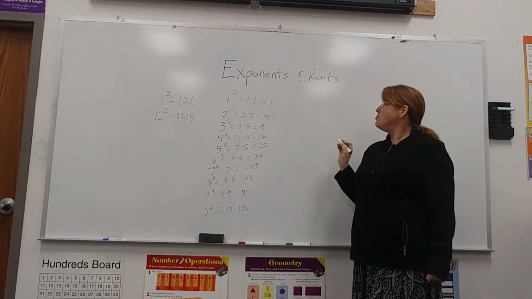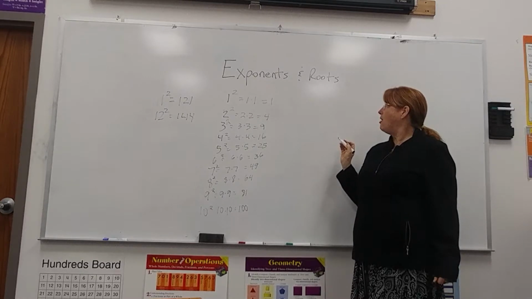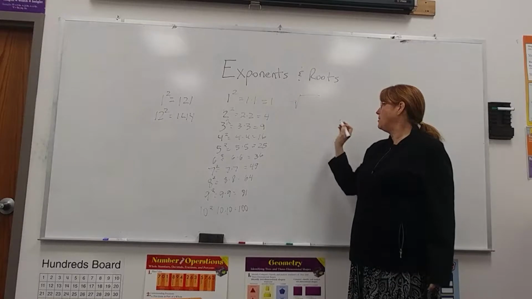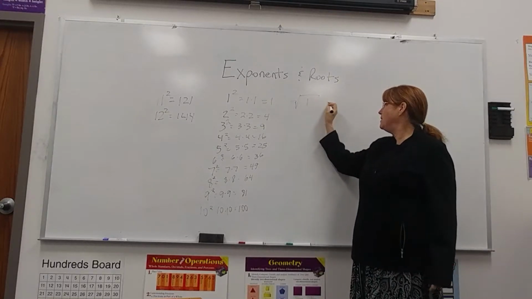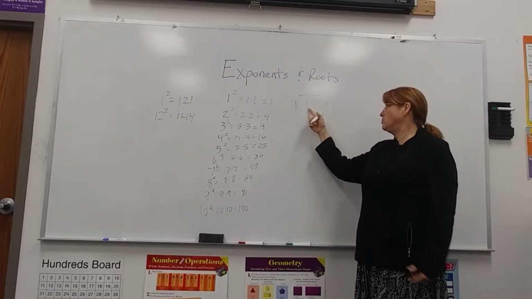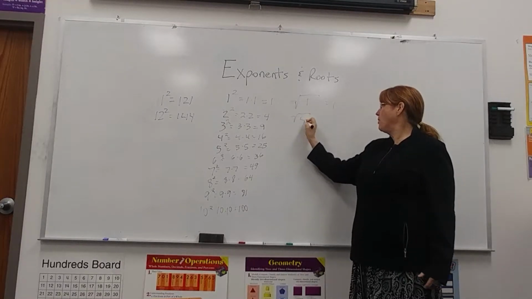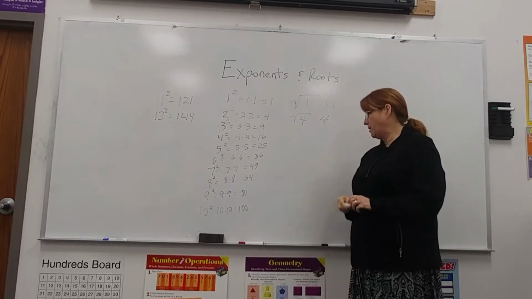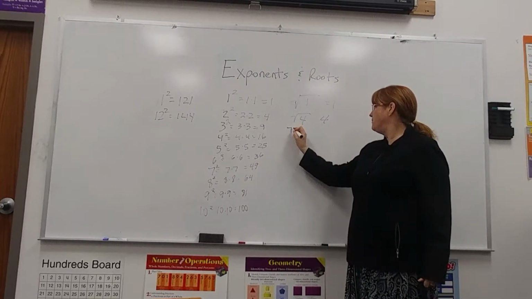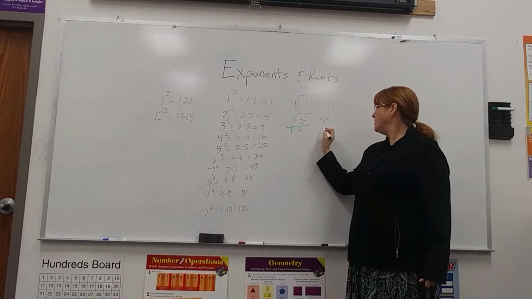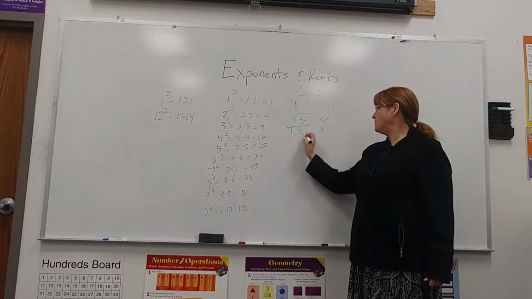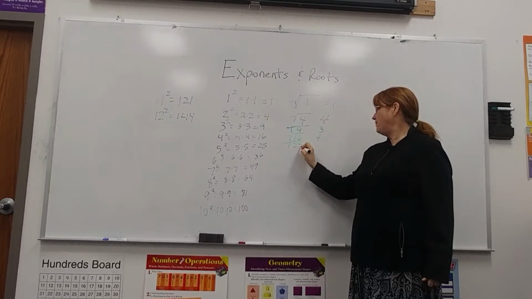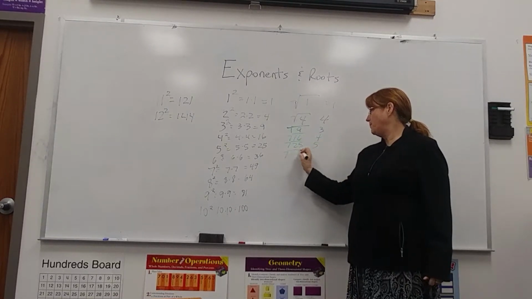So roots are the reversal of that. They look kind of like a check mark with a little top. The square root of 1 is 1. What times what equals 1? The square root of 4 is 2. I'm going to change color so I can read. The square root of 9 is 3. The square root of 16 is 4. The square root of 25 is 5, and so forth and so on.